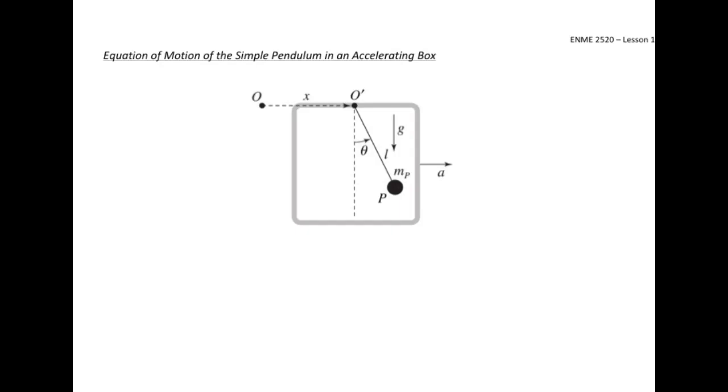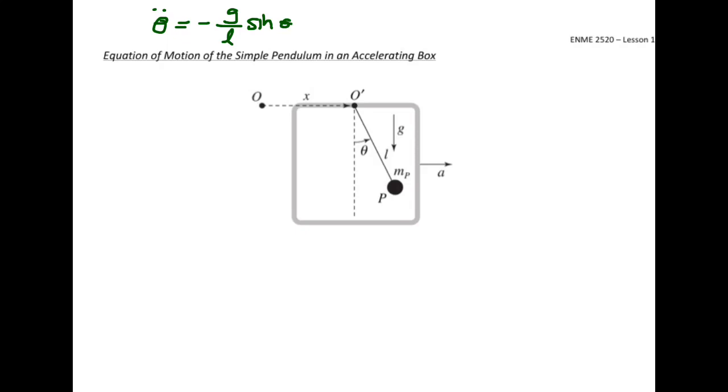Let's apply this general form to a system in which we'll take the angular momentum about an accelerating point. Recall, in lesson 11, we showed that the equation of motion of this system is theta double dot equal to minus g over L sine theta.